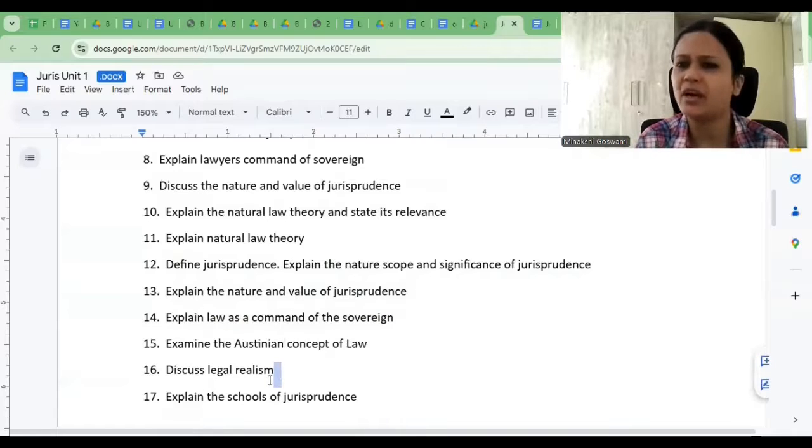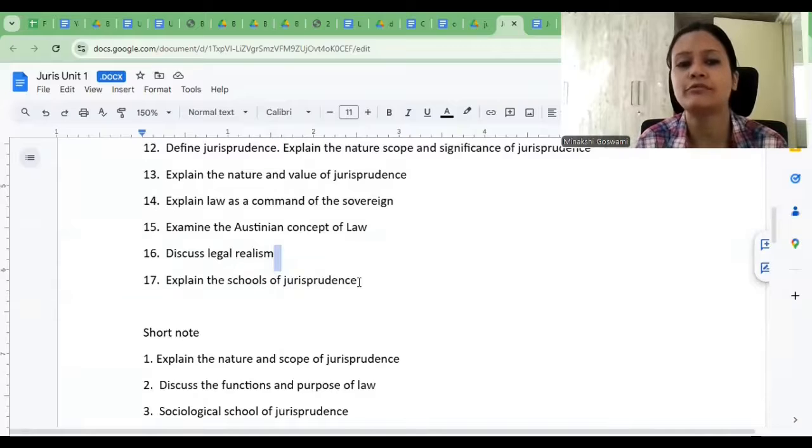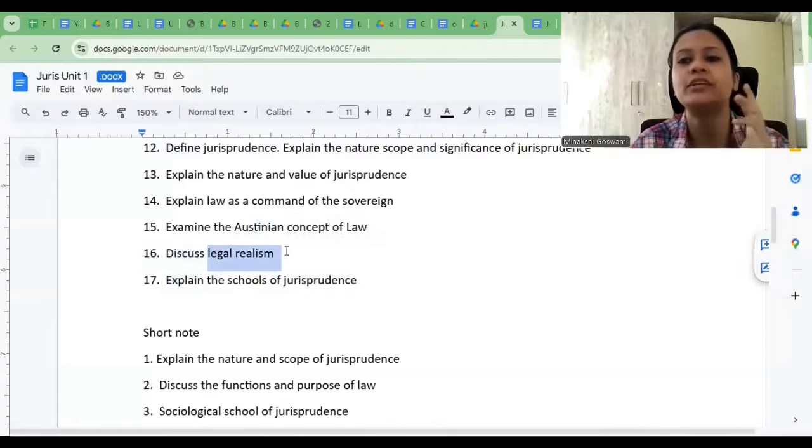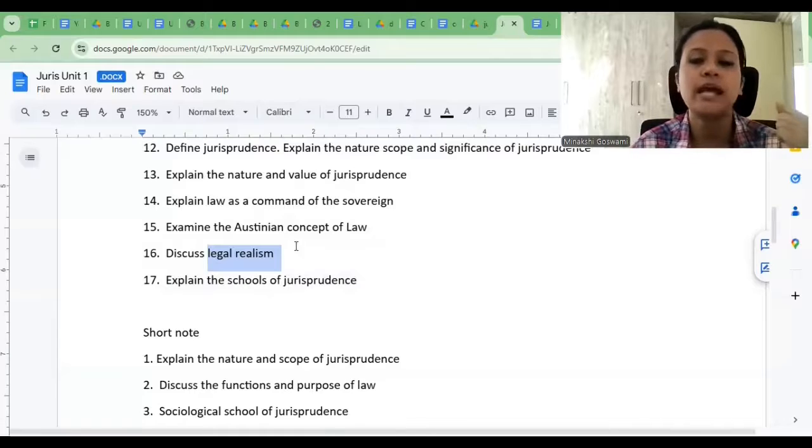Discuss legal realism. On legal realism, sometimes we see short notes and all being asked from Unit 1. Explain the schools of jurisprudence. So if it is in general schools of jurisprudence, you can explain each of the schools along with maybe one or two criticisms and stuff like that. If it is a specific school, there you need to explain it properly. You need to mention who all are the jurists who supported it, who criticized it, everything you need to mention regarding that specific school. You can even add the relevance of that school in present day situation as well.